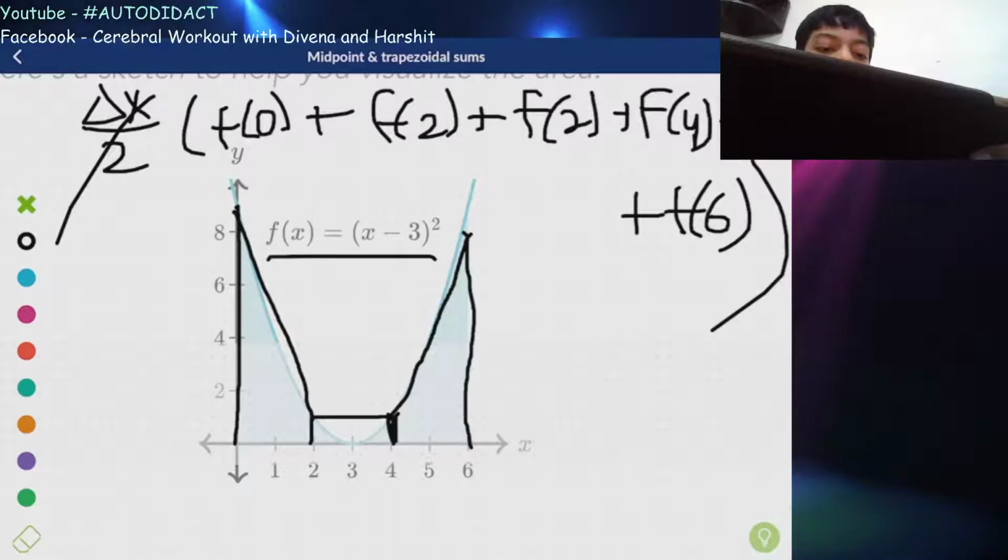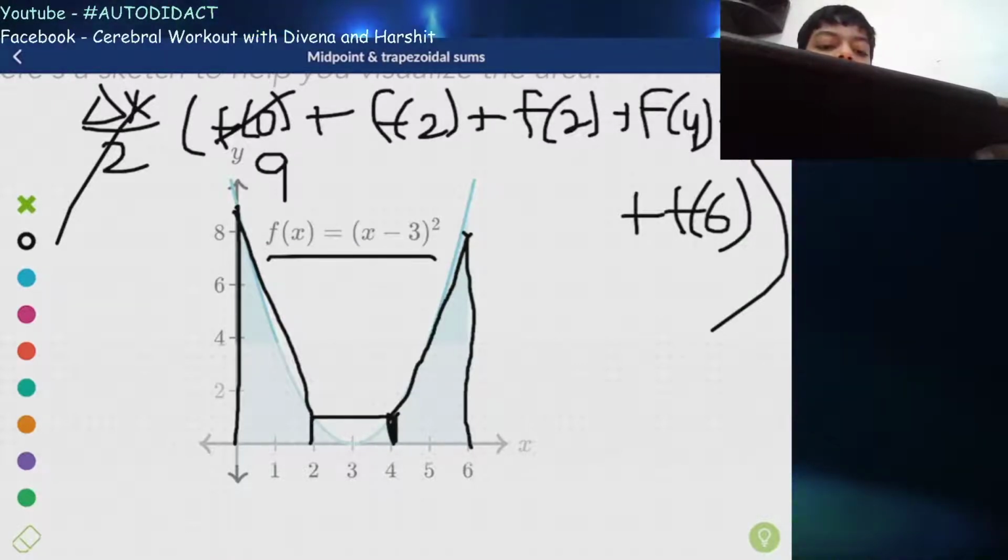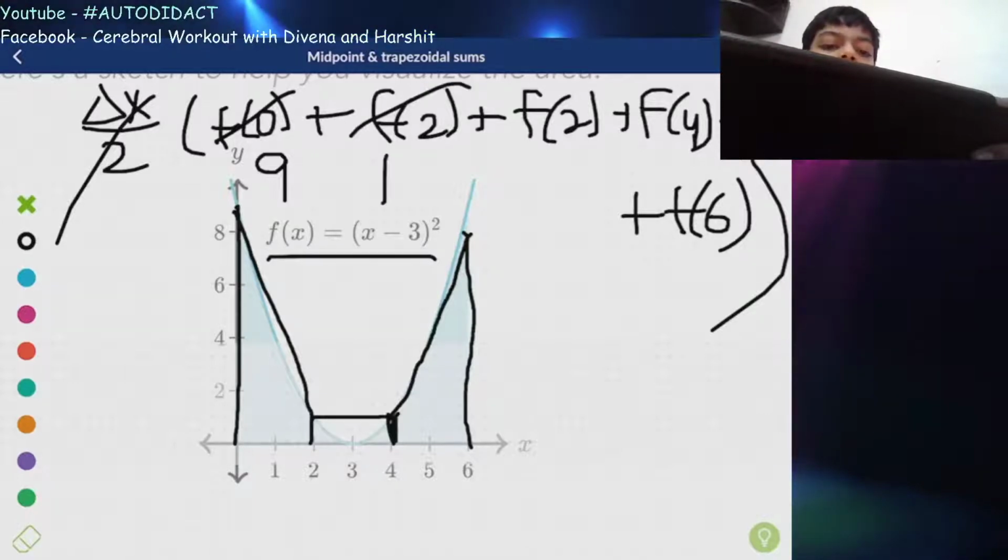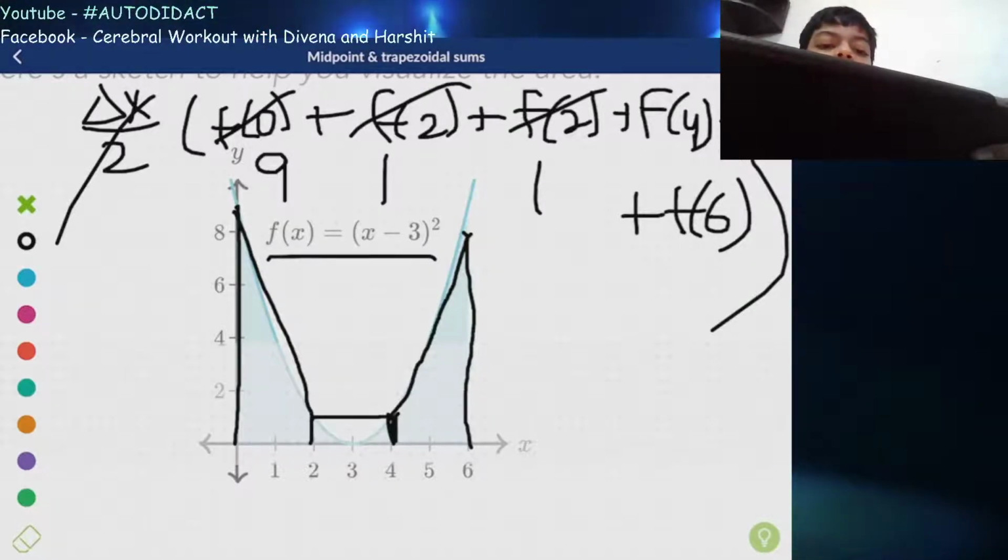f of 0 is equal to (0 minus 3) squared. Negative 3 squared is just 9, so this is equal to 9 in this case. f of 2 is equal to (2 minus 3) squared, which is negative 1 squared, just 1. So this is also equal to 1.